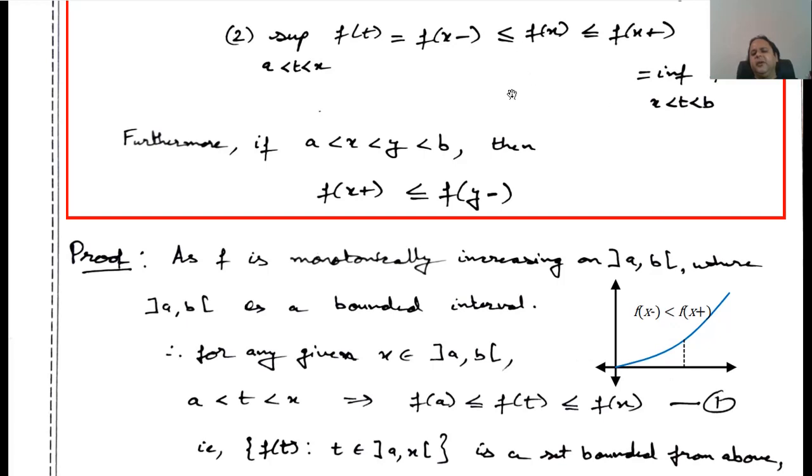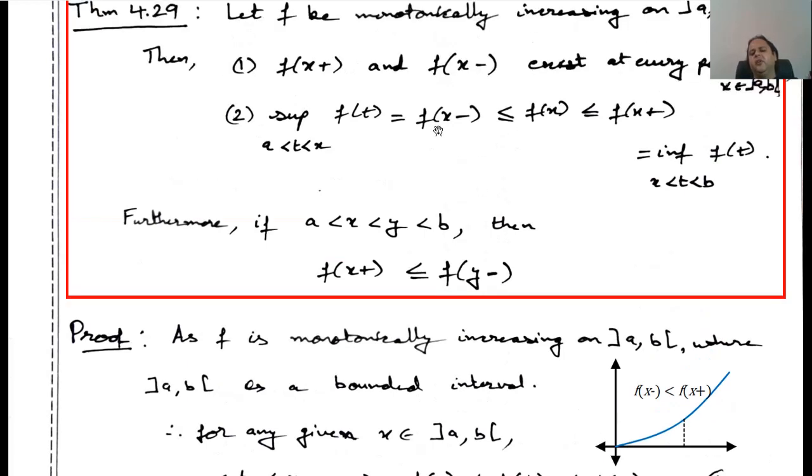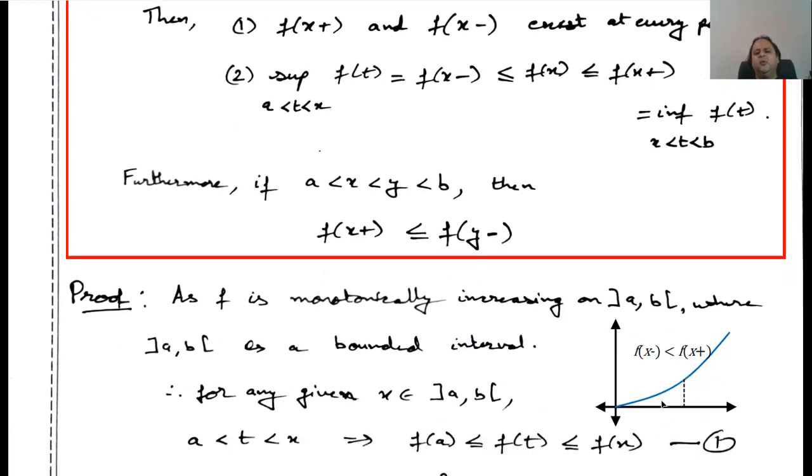So we have this one, and the second part of this theorem says that if we have any two points x and y in between, then f(x+), that means the right hand limit at the smaller point for the function, will be less than or equal to the left hand limit at the larger point. So let us say that this is x here, and therefore we have f(x+), which is bigger than or equal to f(x), and here it will be y. So if it is y, then f(y) will be a point here.